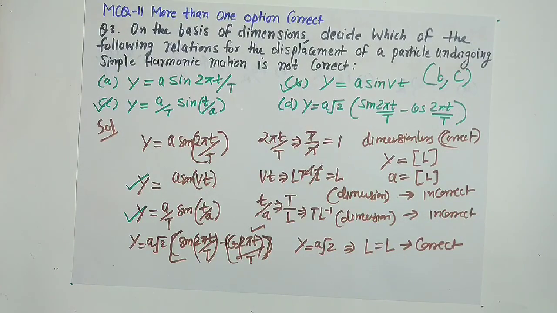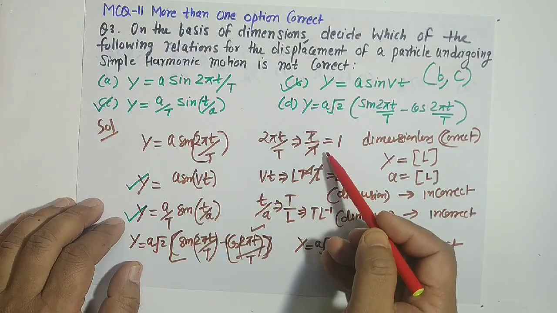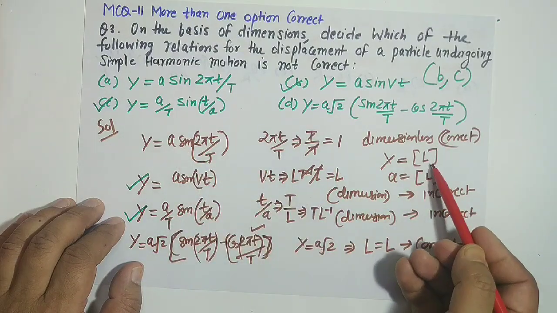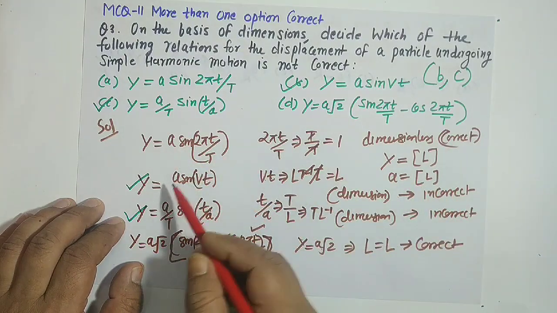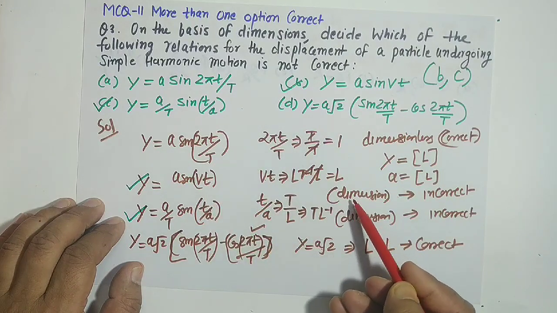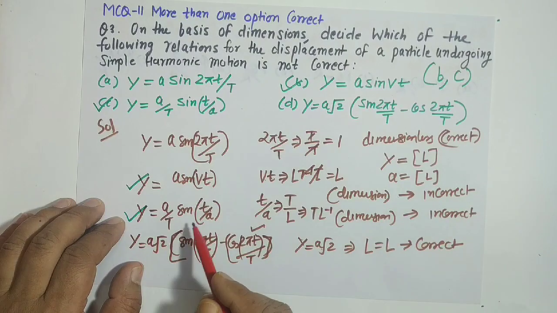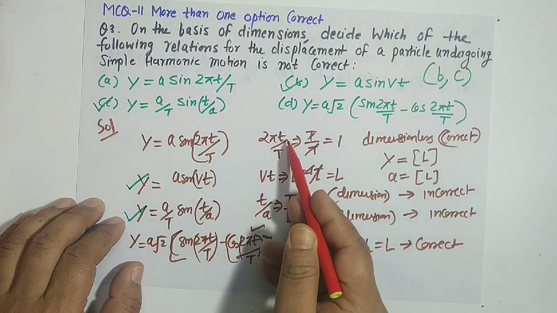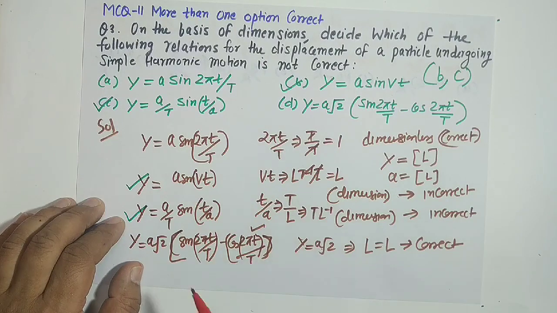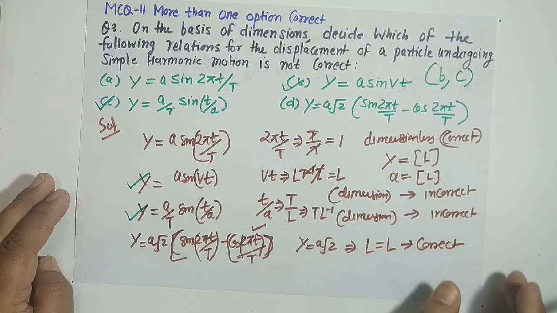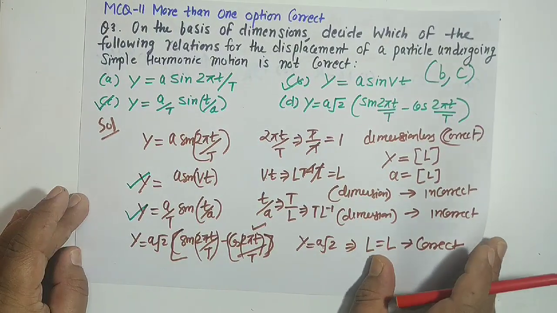Angles have no dimension, so we check the angle first. It is dimensionless, so it is correct. Y is L, A is L for this. Then we come to the second. We see it is velocity and time, so it has a dimension. The angle should not have a dimension, so it is incorrect. Again its angle has a dimension. The angles we have already seen from here are dimensionless. But y is a root 2, again L and L, so it is correct. So these two are incorrect. This is question number 3. It is in NCERT also. You can go through it.